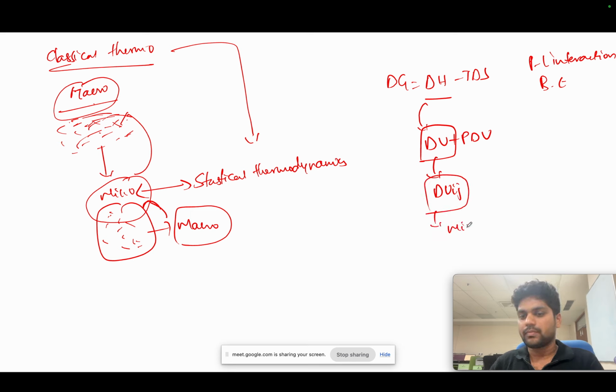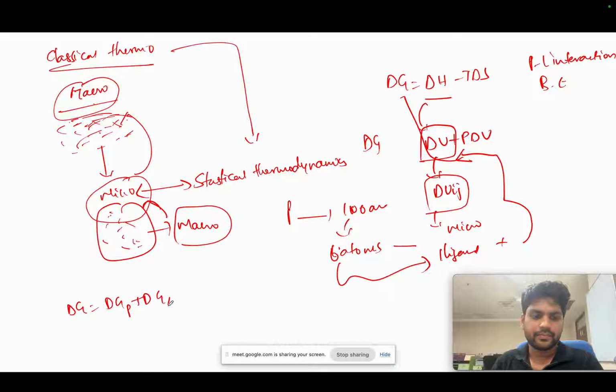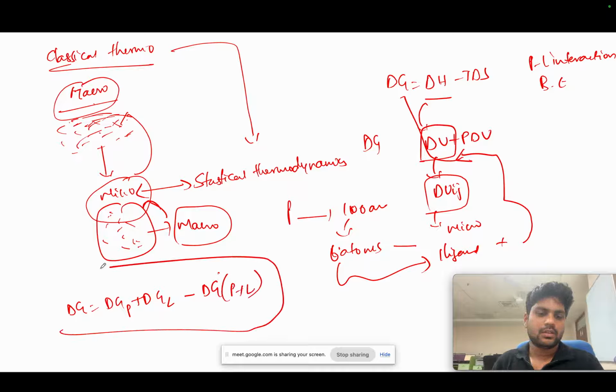So this we will get through the microparticles. Suppose the protein has 100 amino acids, and each amino acid has, say, 6 atoms, and each atom goes with one atom of the ligand, and all of these microparticles accumulate to give the information of delta U, and then we will get delta G. So if you see the delta G formula, we will have more interaction together, so that's why delta G will always be negative.